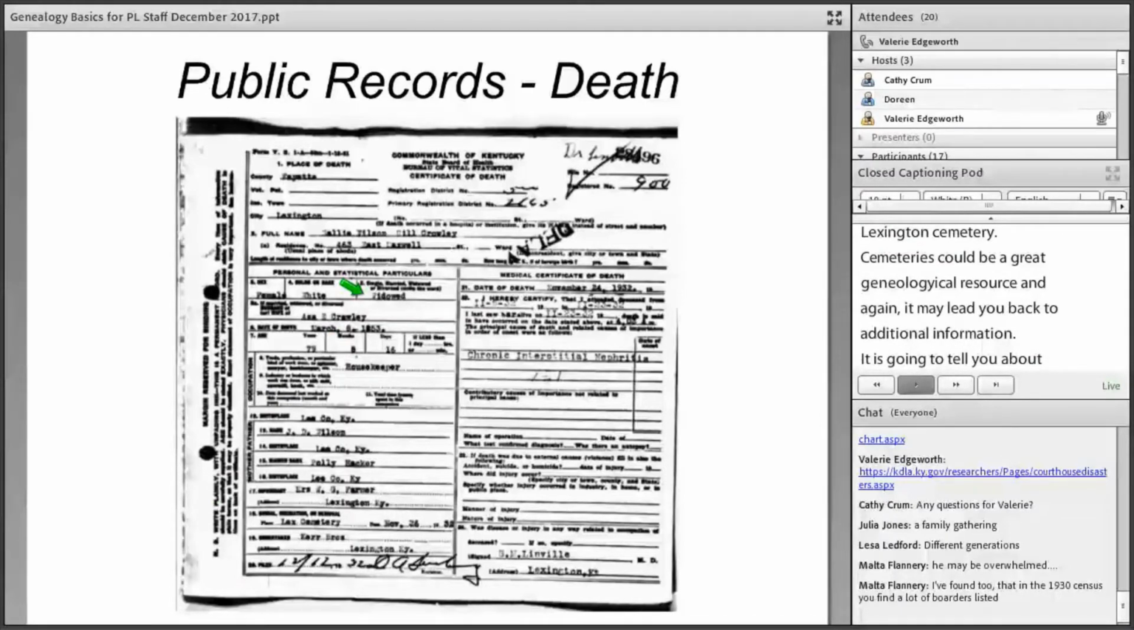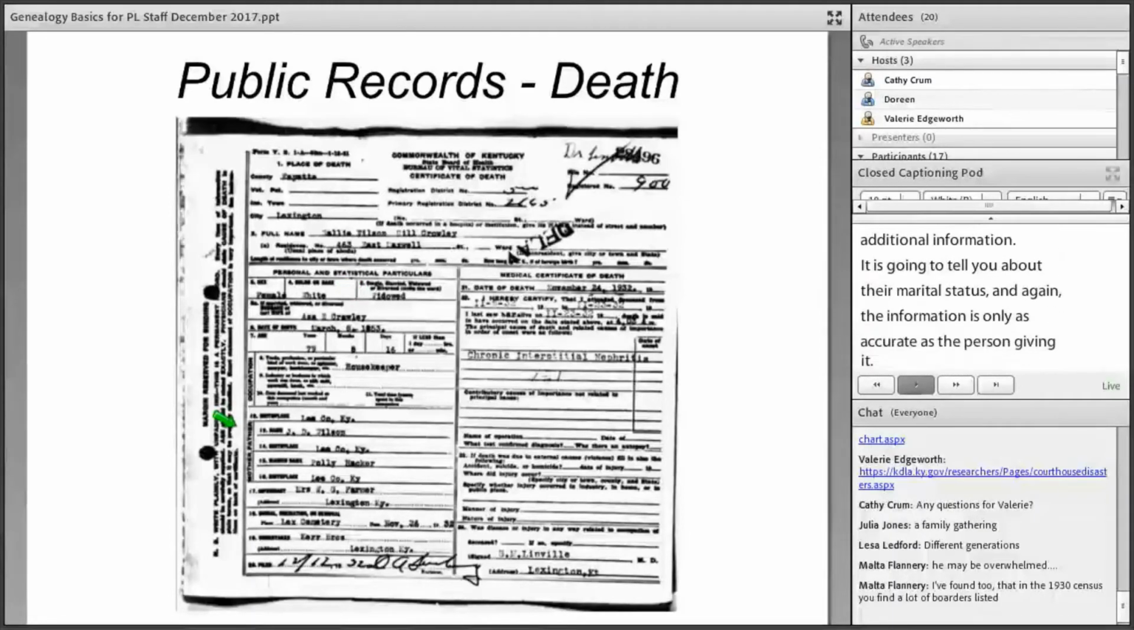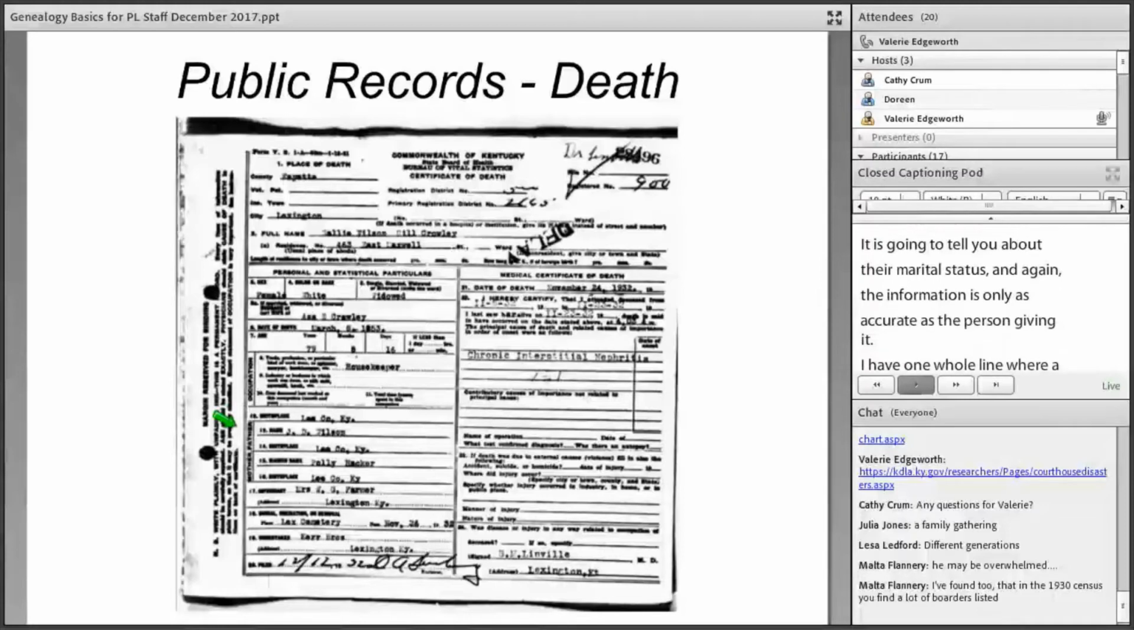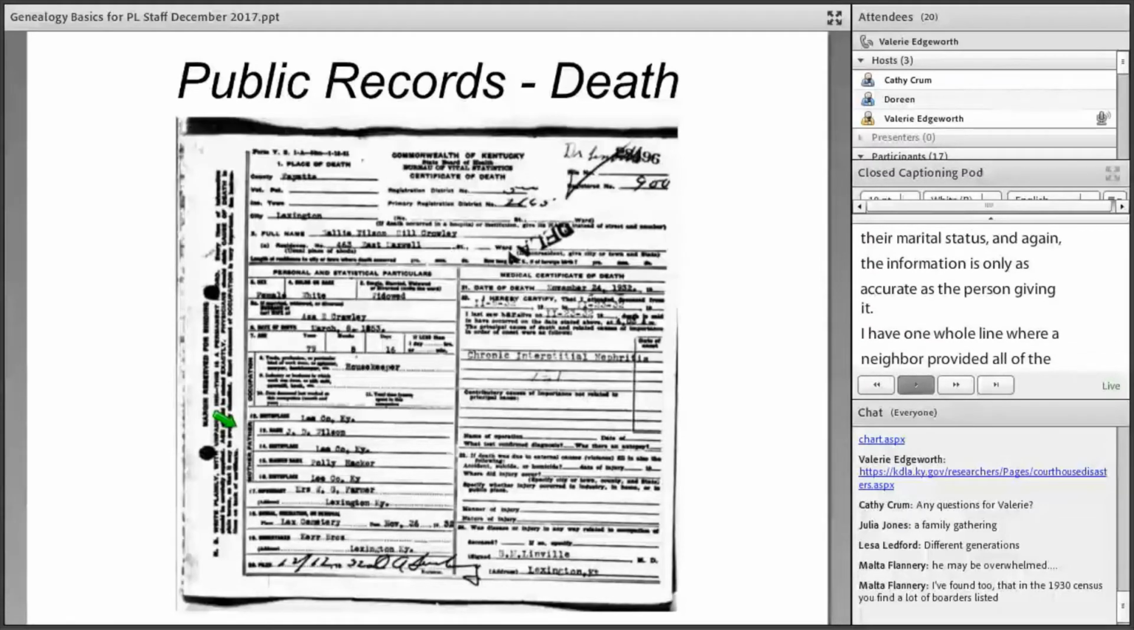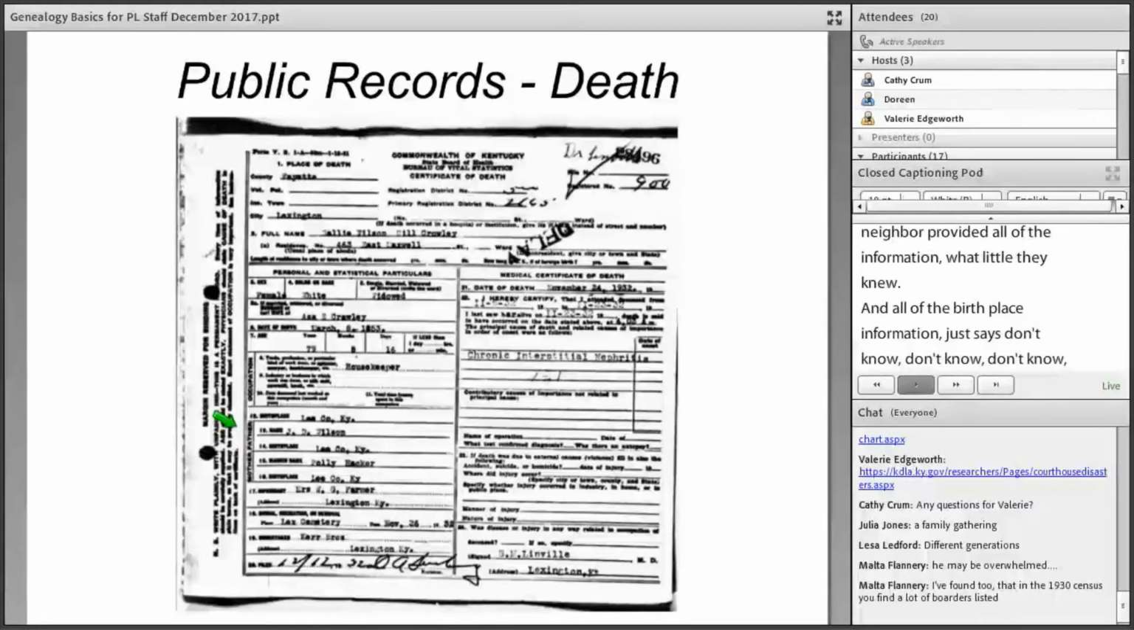Again, the information is only as accurate as the person giving it. I have one whole line where a neighbor provided all the information, what little they knew, and all of the birthplace information all just says, don't know, don't know, don't know, don't know. So again, it takes both the primary sources and secondary sources to get the most out of your research.